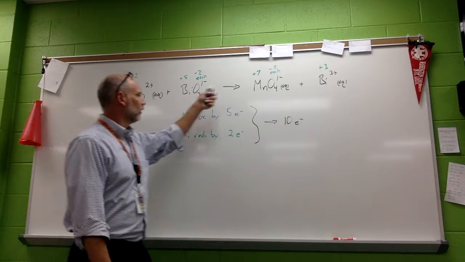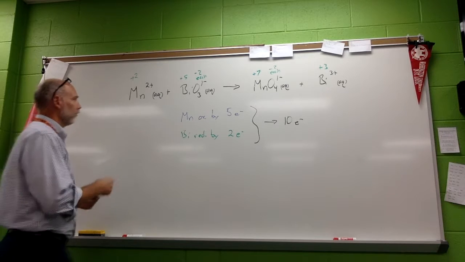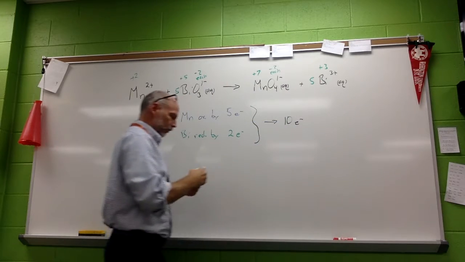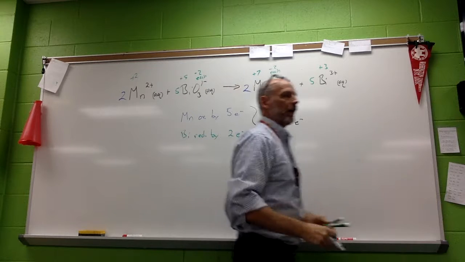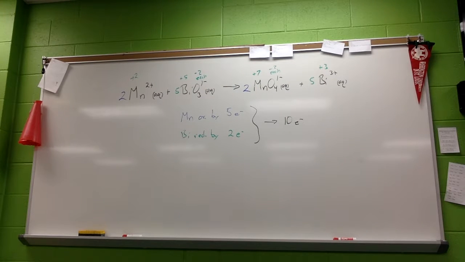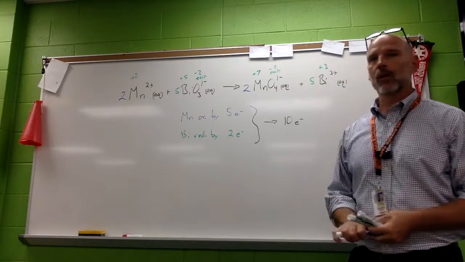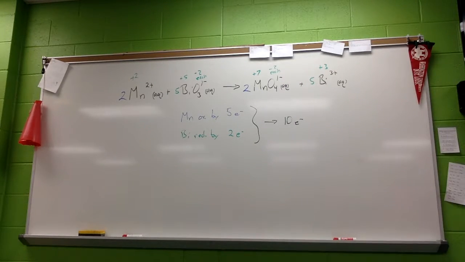The bismuth, we're going to multiply by 5. The manganese species, we're going to multiply by 2. By doing that, not only have we balanced the manganese atoms and the bismuth atoms, we've also equalized the electron transfer. Would you guys agree with that? This process happened twice for a net of 10 electrons that were lost. This process happened 5 times for a net gain of 10 electrons.